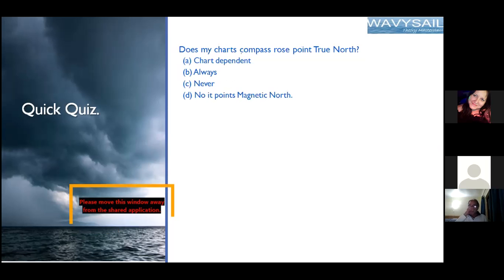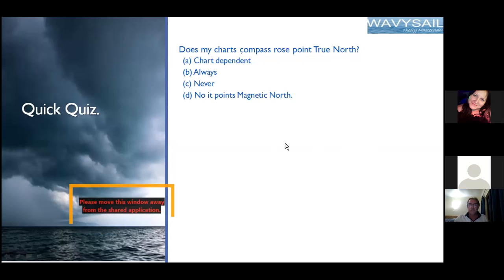Next one. Does my chart compass rose point to true north? Chart dependent? Always, never. No, it points to magnetic north. So my compass rose, the top of the compass rose, the main thing, does it point to true north? Not talking about the little rings on the inside and all the other information, the additional rings and extra bits of information, which we will be going through, by the way, in a later stage.